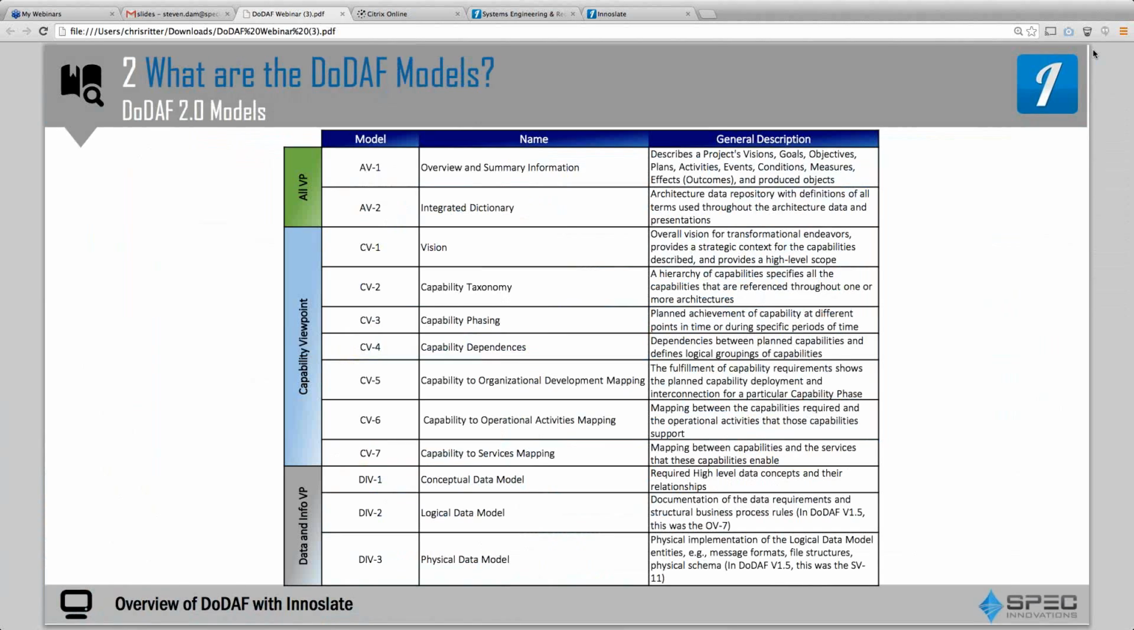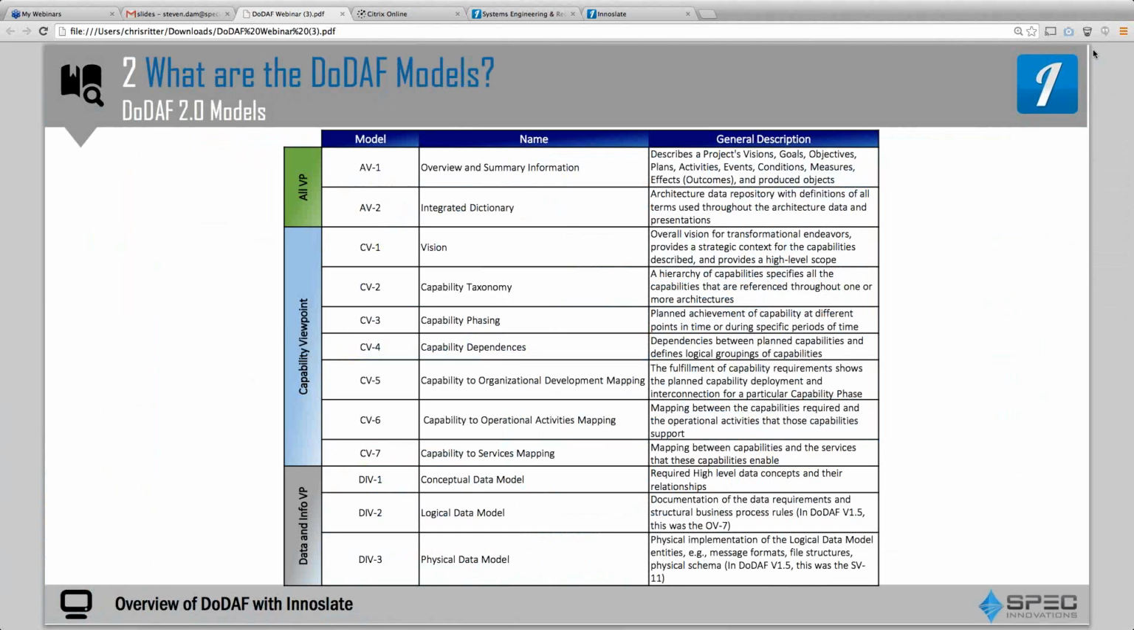The capability taxonomy is a hierarchy of the capabilities. That's how they're broken down from each other and build to create the maybe bigger capability you're looking for. And then there's capability phasing: how do we bring the capabilities online in time as time goes on. Notice that's more of a timeline kind of chart. The dependencies then also show the dependencies between the capabilities, how they're dependent upon one another to actually implement.